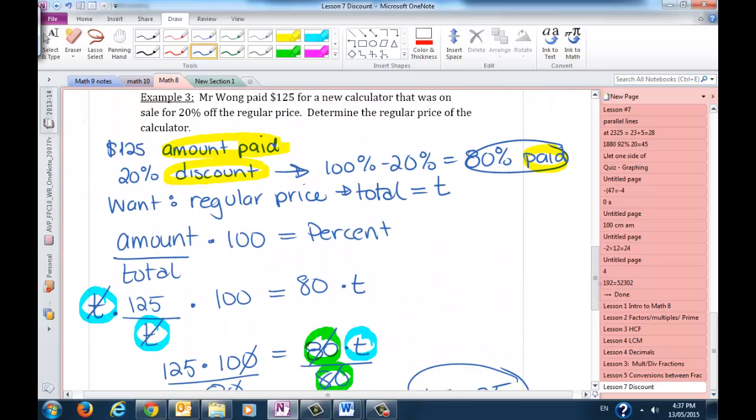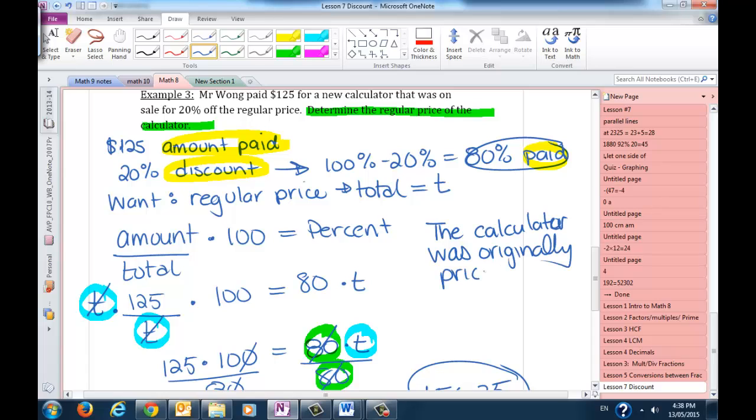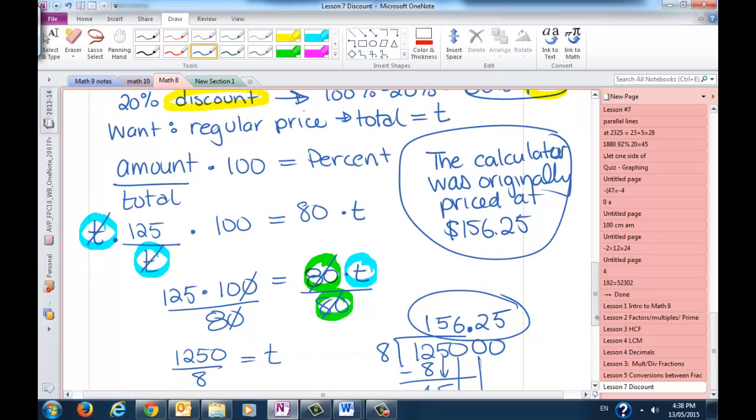Now, I'm not going to leave my answer like that. I'm going to go back up, and it says determine the regular price of the calculator. So, of course, it's a word problem, so I want a word answer. The calculator was originally priced at $156.25. And that would be my answer. And we're done.